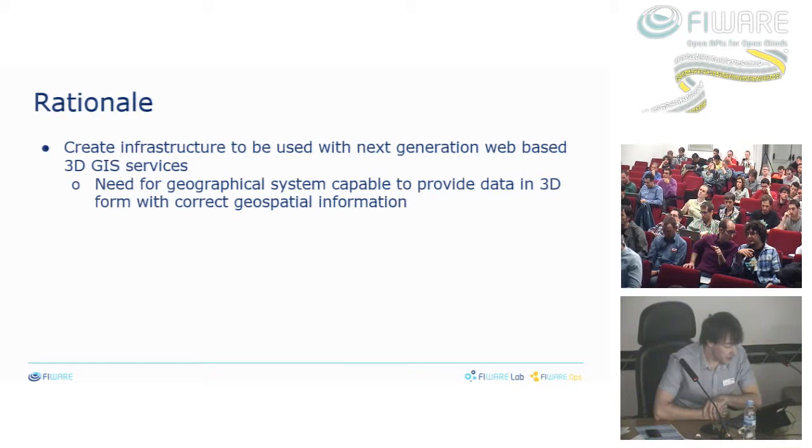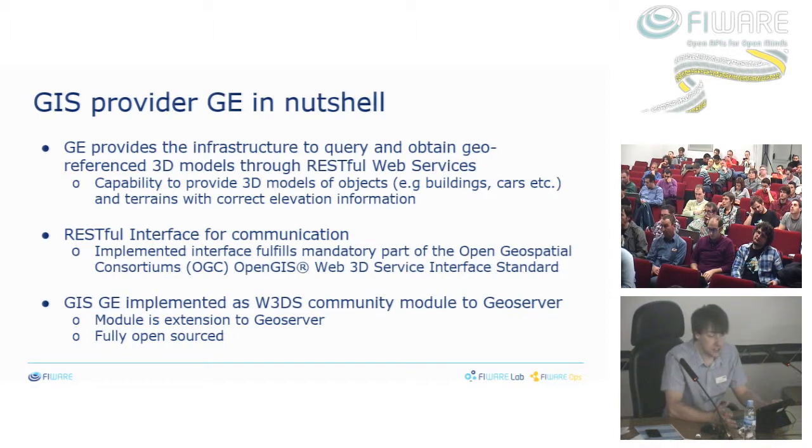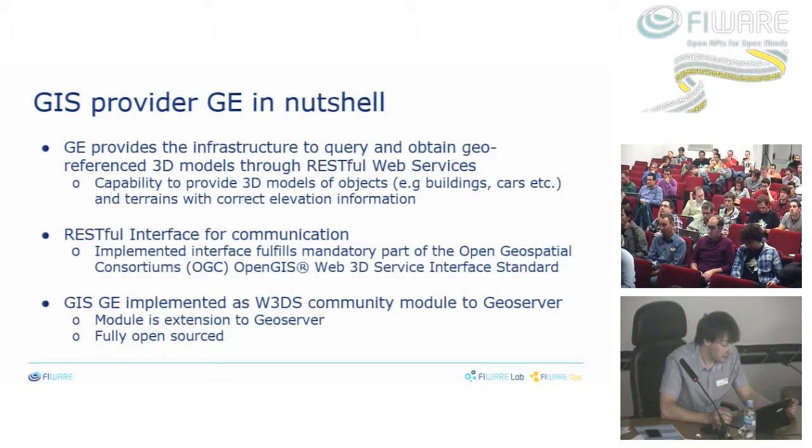The GIS Data Provider GE is there because there was the need to create an infrastructure for web-based 3D GIS services. The GIS Data Provider provides this infrastructure to query and obtain georeferenced 3D models through RESTful APIs that are, these interfaces are standardized by the OGC, for instance, and there are several APIs exposed by the GeoServer, which is the core of this generic enabler.